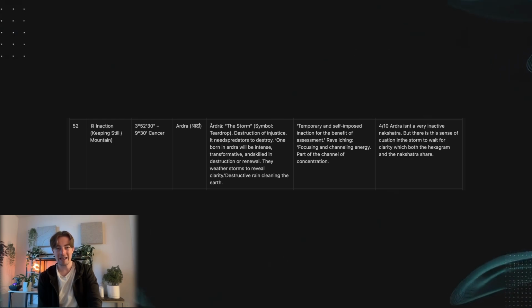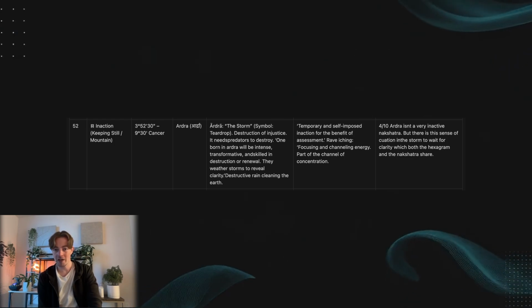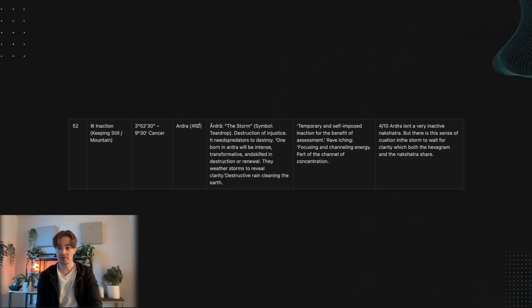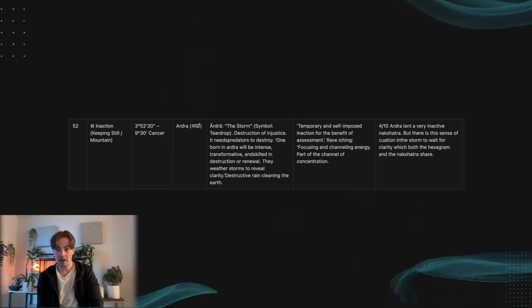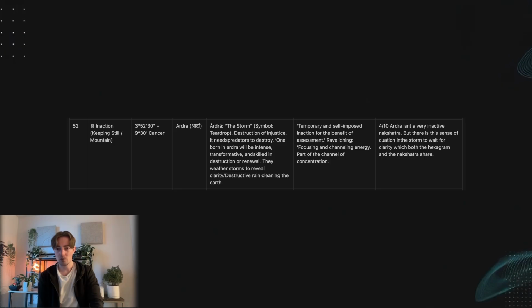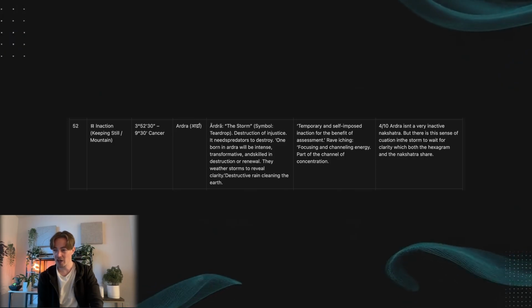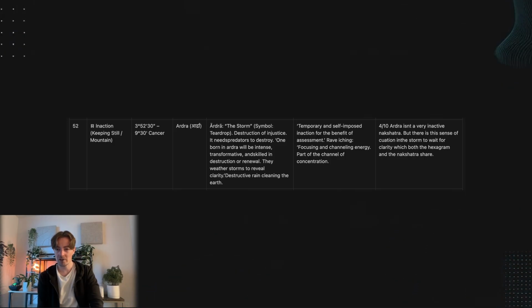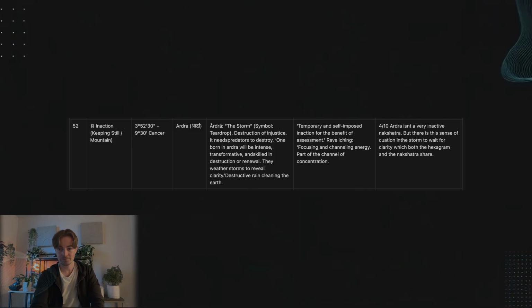Ardra isn't a very inactive nakshatra. Ardra is a huge destructive storm, and this is a gate of inaction, the mountain. So even the water element and the earth element doesn't really add up there. There is a sense of caution in the storm to wait for clarity, which both the hexagram and the nakshatra share. That sort of calm before the storm, but that's a real stretch. So I'm giving it a 4 out of 10. It doesn't really add up.